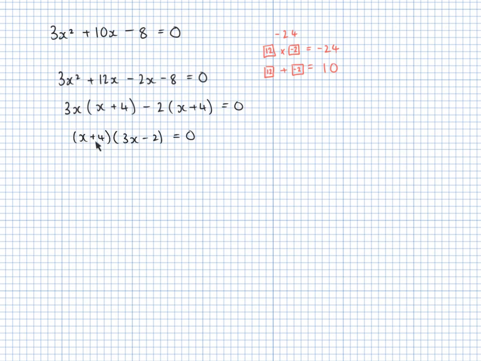So now I've got two things multiplying together to give me 0. So when this is 0, x is equal to -4. And when this one's 0, I'll write this one out. So we've got 3x take away 2 should be 0, and when I rearrange this, I'm going to get 3x equals 2, and divide both sides by 3, I'm going to get x is equal to 2 over 3. So my two solutions, or roots as well, so sometimes they will say find the roots of this equation, are x equals -4 and x equals 2/3.